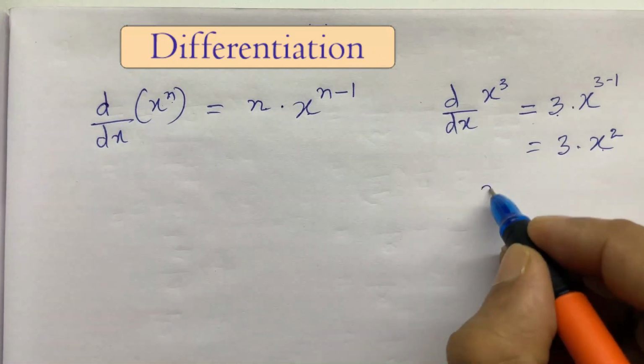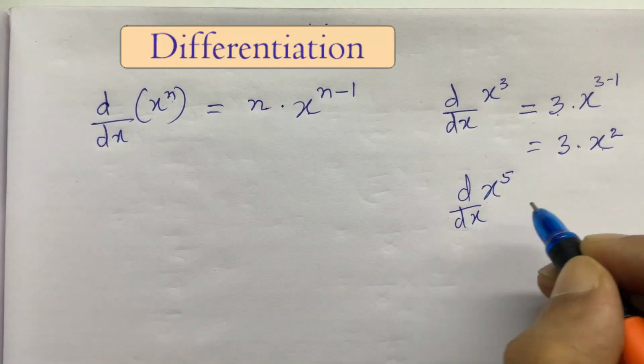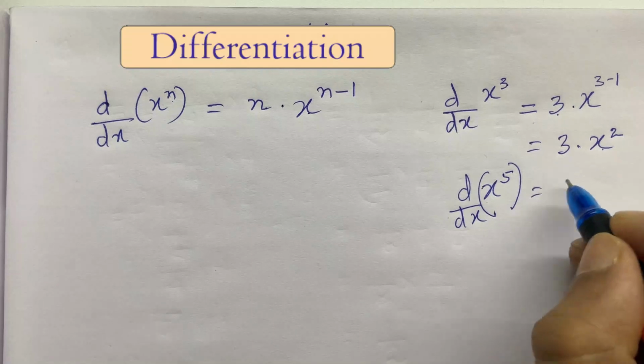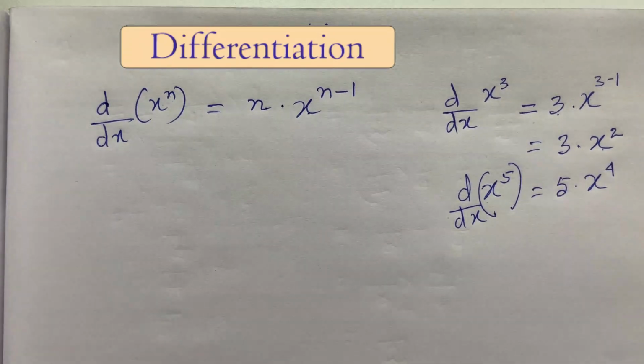If x to the power 5, d/dx of x to the power 5 will be 5 x to the power 4. So this formula will be frequently used.